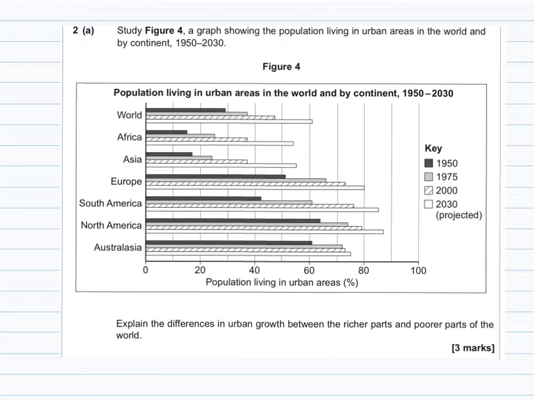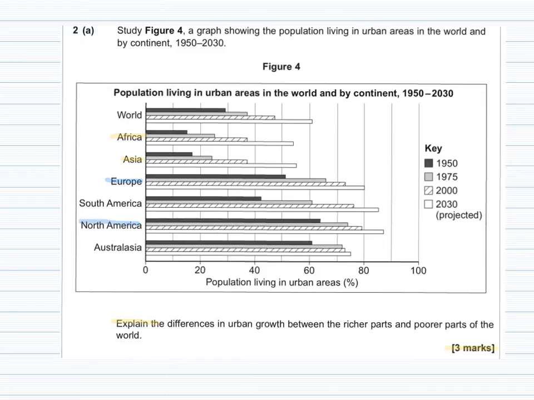Now the important thing is to highlight it's 3 marks, which means that it's a point-based question, so you've just got to make 3 points. The command word is explain. It says explain the differences in urban growth between the richer parts and the poorer parts of the world. So straight away you've got to try to identify the richer parts and the poorer parts. So there are naturally more MEDCs either in Europe or North America, and then the more LEDCs are in Asia or Africa.